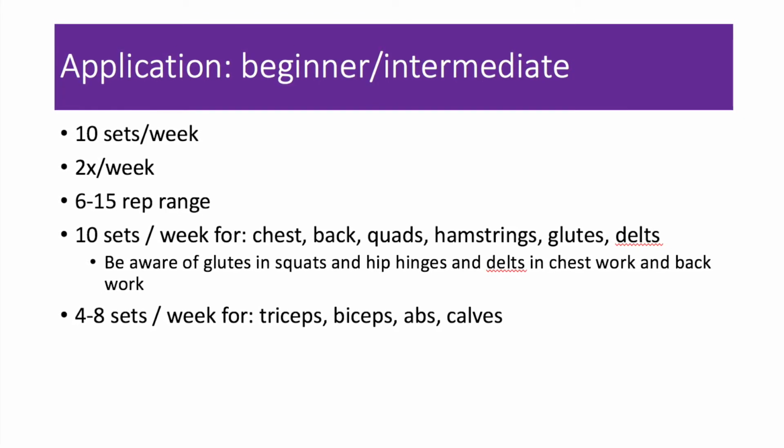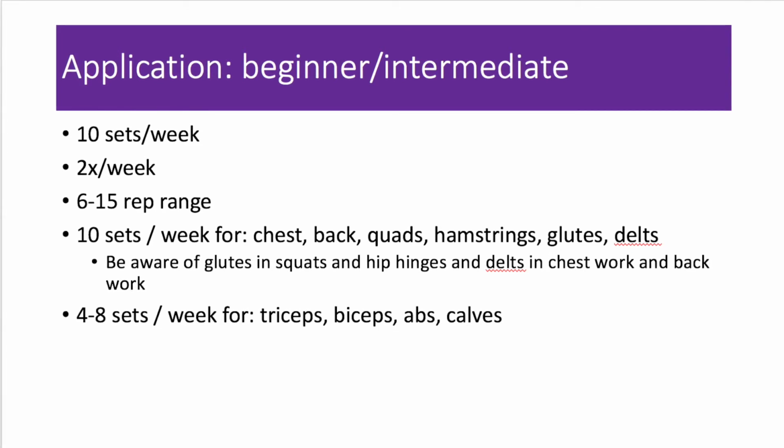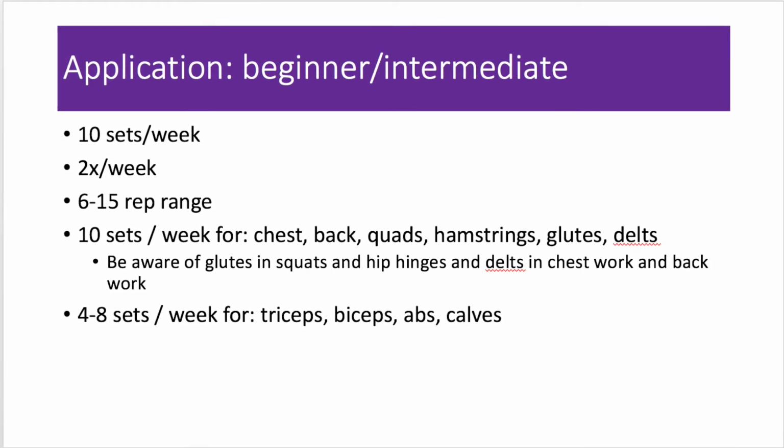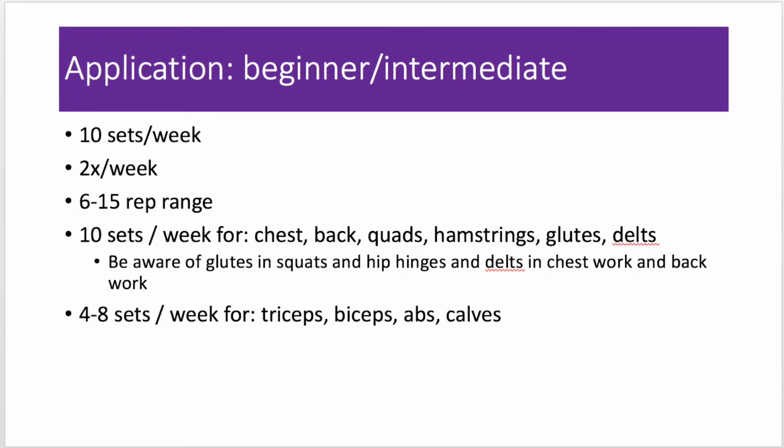Since biceps and triceps are hit indirectly in pulling and pushing exercises, they don't need 10 direct sets and probably only need 4 to 8 weekly sets of isolations. Same can be said for abs and calves.